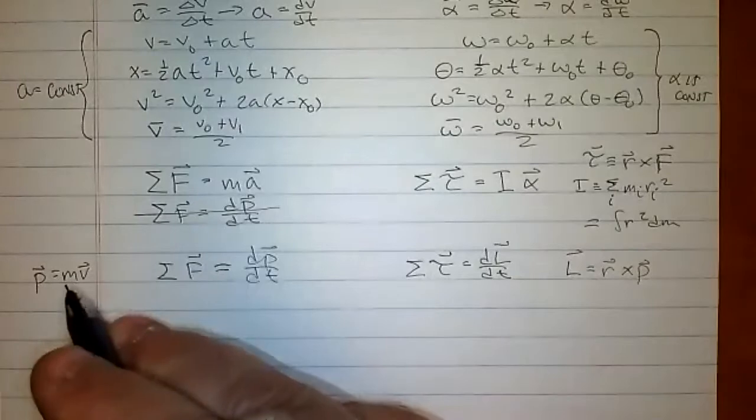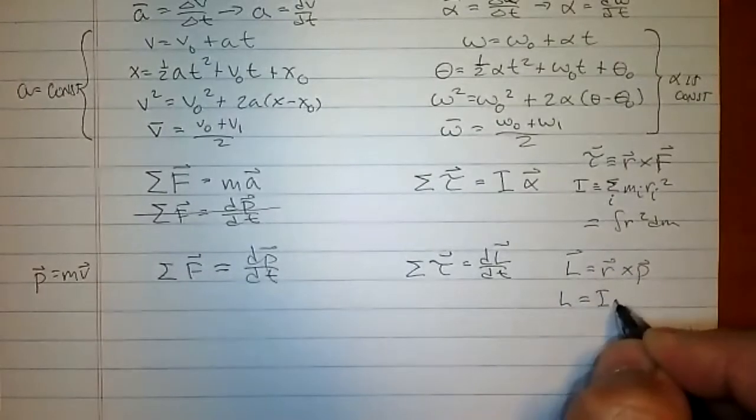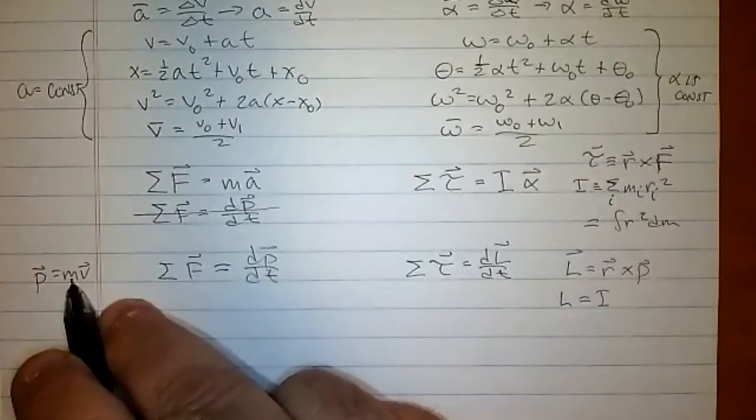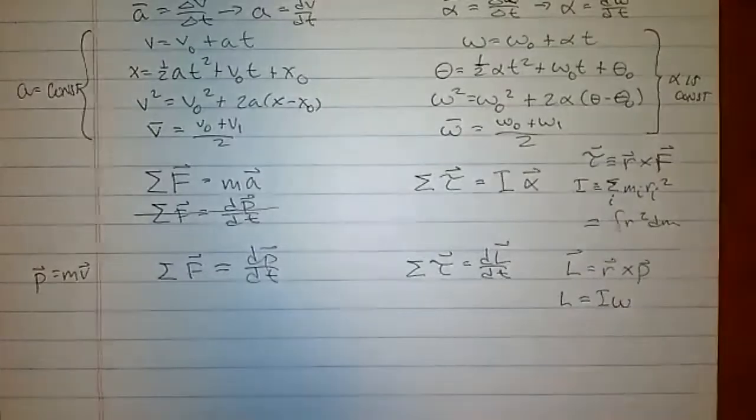But just like p could be m times v, you can also see L would be I times omega, since the equivalent of m is I and the equivalent of v is omega. So it's also I omega.